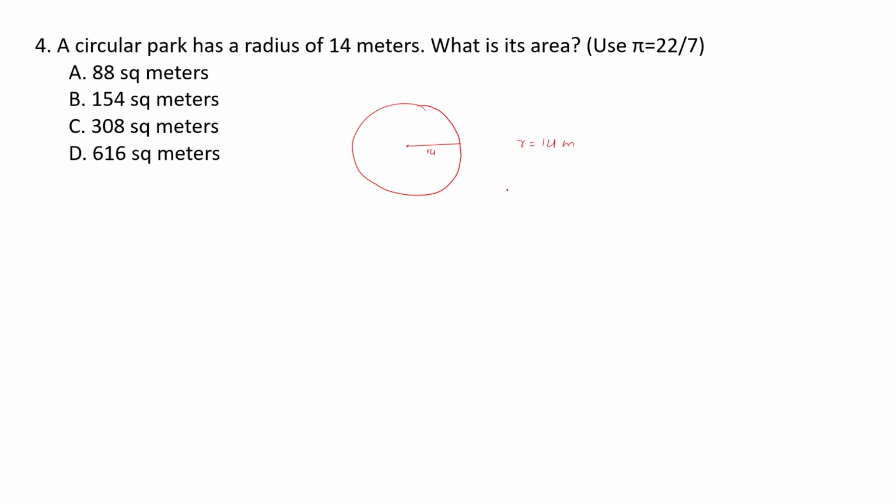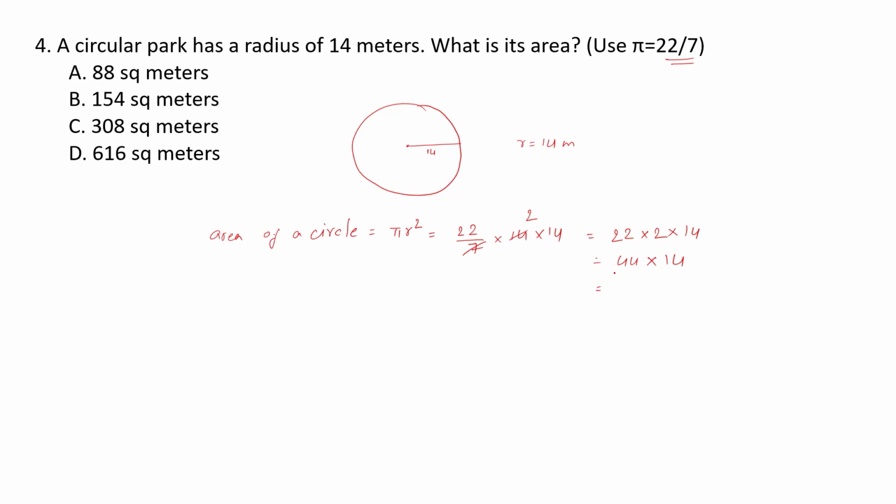This is given. What is the area? So you should be knowing the area of a circle. This formula you should be knowing. So it is pi r square. Pi is given to be 22 by 7. So 22 by 7 into r square. It is 14 into 14. So 7 twos are 14. So it is 22 into 2 into 14. So it is 44 into 14.